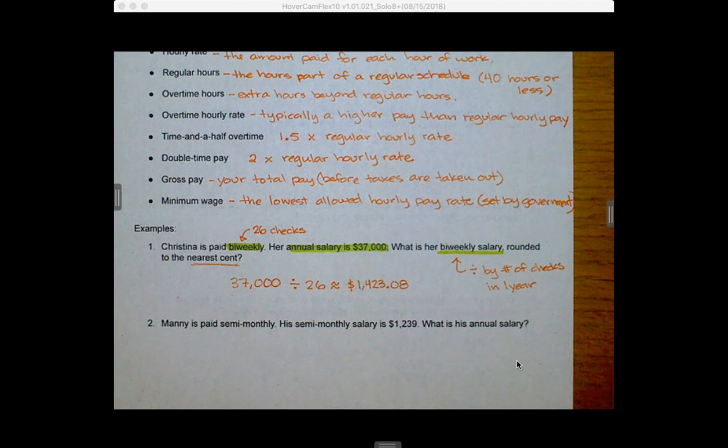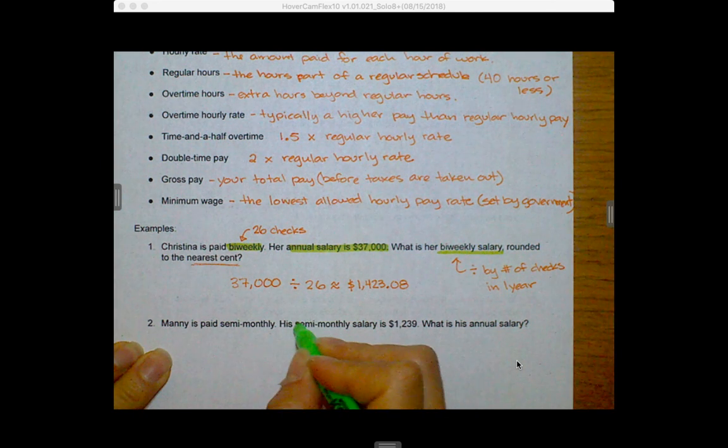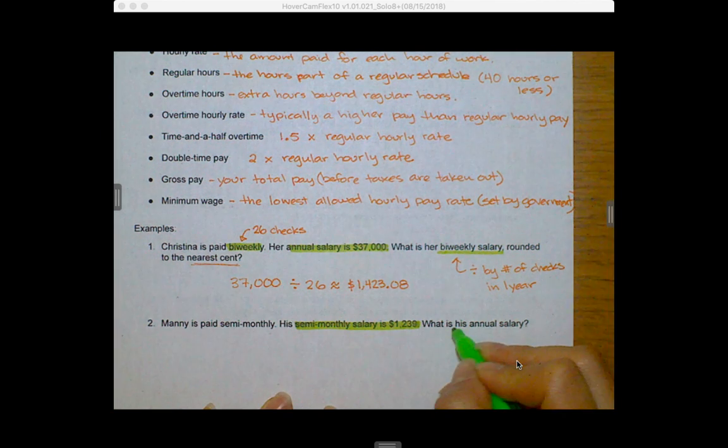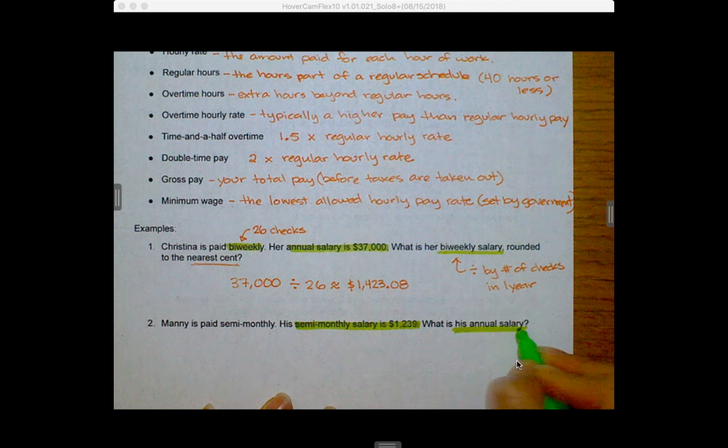Okay, so for number 2, it says Manny is paid semi-monthly. His semi-monthly salary is $1,239. What is his annual salary? So here they're asking for the annual salary. Okay, so they're asking for that big number. What does Manny make for the whole entire year?